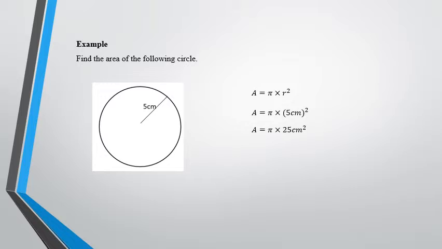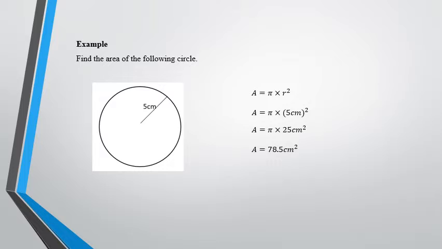So the area is pi times 25 centimeters squared. And then in your calculator, if you have a pi button, you can use that and do pi times 25. If not, you can use 3.14 times 25, and you get 78.5 centimeters squared. So the area of this circle is 78.5 squared centimeters.